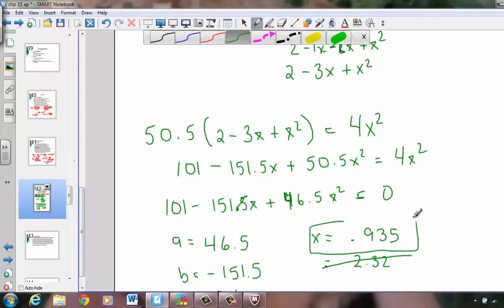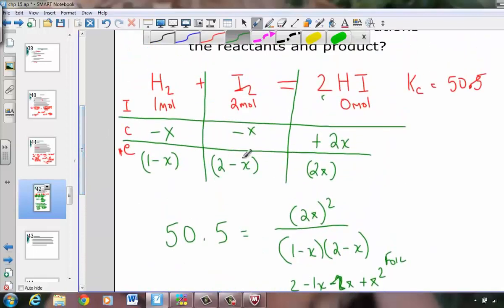Remember, this isn't what we were asked to solve for ultimately. What we were asked to solve for is the equilibrium concentrations. So we need to go back and fill out this row. 1 minus 0.935. 2 minus 0.935. And over here, the value of 2x would be 2 times 0.935. And let's hit that out.